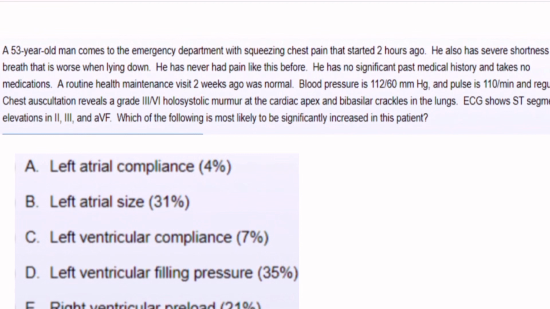A routine health maintenance visit 2 weeks ago was normal. Blood pressure is 112/60, pulse is 110 per minute and regular. So this means that his blood pressure is dropping and his pulse is exceeding, so there is some sort of hypovolemia.